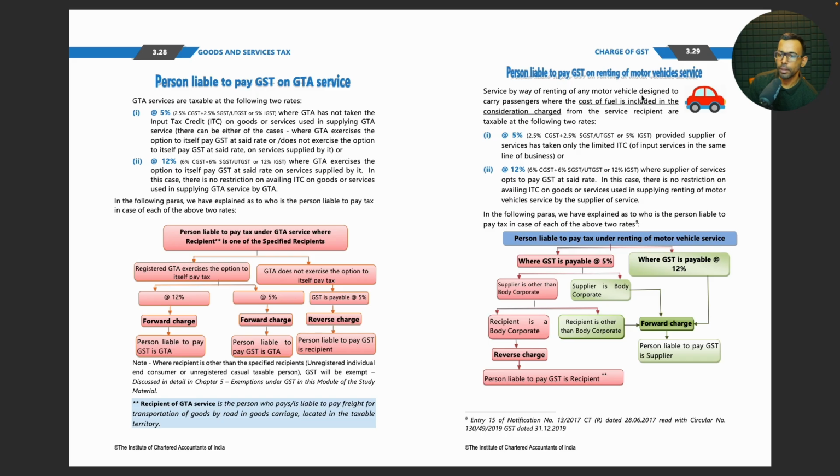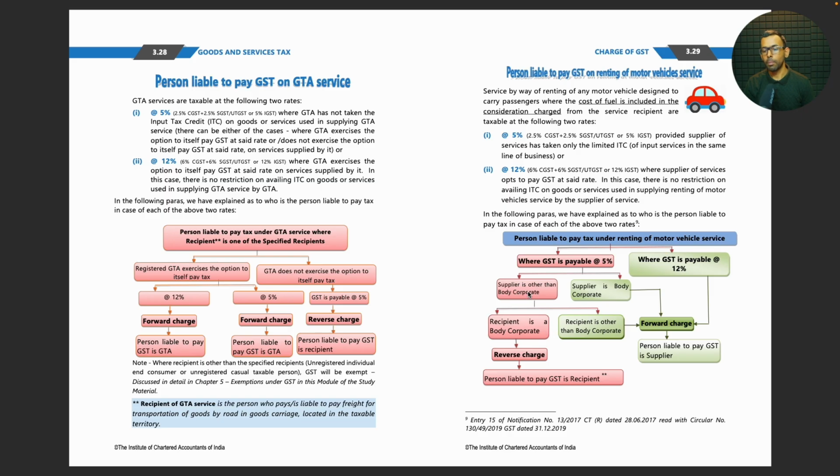Services by way of renting of any motor vehicle designed to carry passengers where cost of fuel is included in the consideration from the service recipient are taxable at the following rates: 5%, 12% again. Now let us see this diagram directly. If GST is payable at 5%, and the supplier is other than a body corporate, so the driver is not a body corporate, but the client is a body corporate, then definitely reverse charge. So the person who drives the car is not a company but the client is a company, then definitely reverse charge.